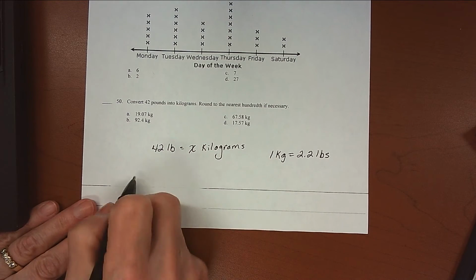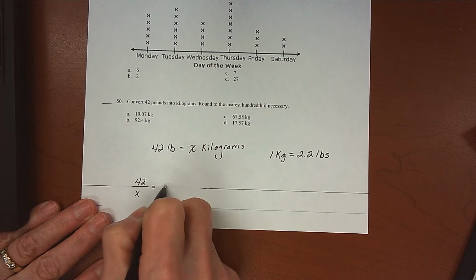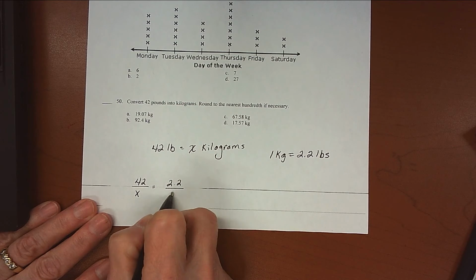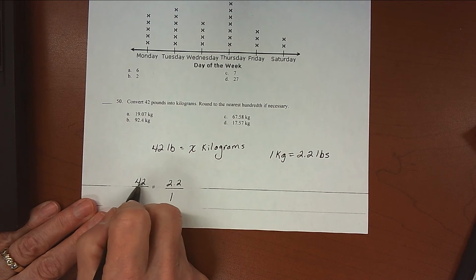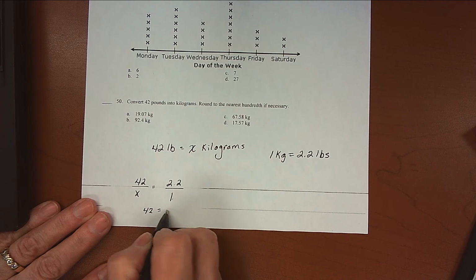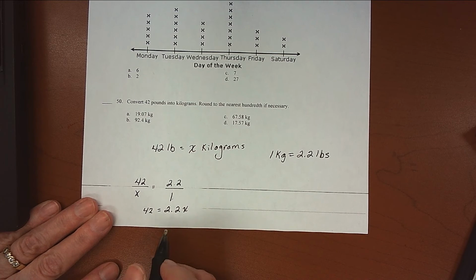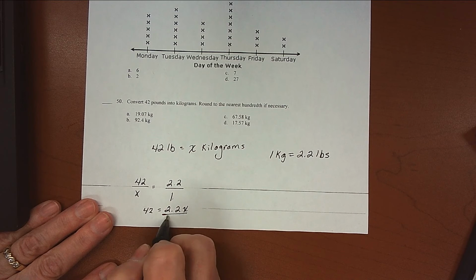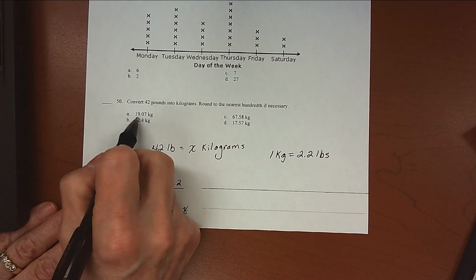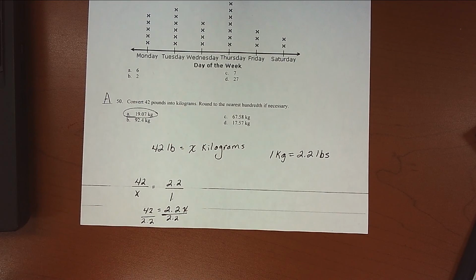Okay, so the way I set these up is I say, all right, if 42 pounds is equal to X kilograms, then 2.2 pounds is equal to 1 kilogram. And I cross multiply. 42 times 1 is 42, and 2.2 times X is 2.2 times X. And then we know how to solve this because we know how to do algebra, so we'll divide both sides by 2 and 2/10. And when we do that, we are going to get 19 7/100. So our answer here is A. And that's how to work those out.